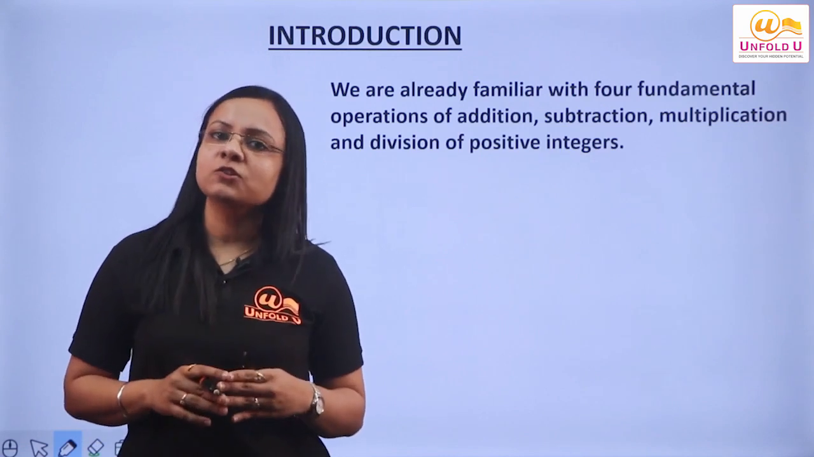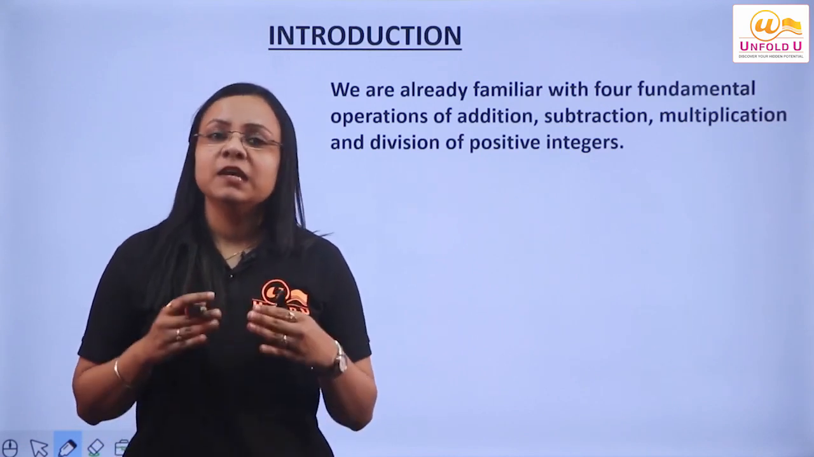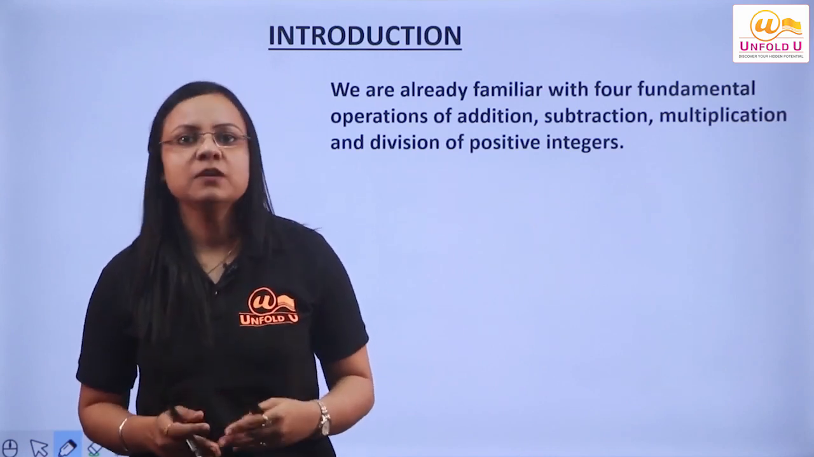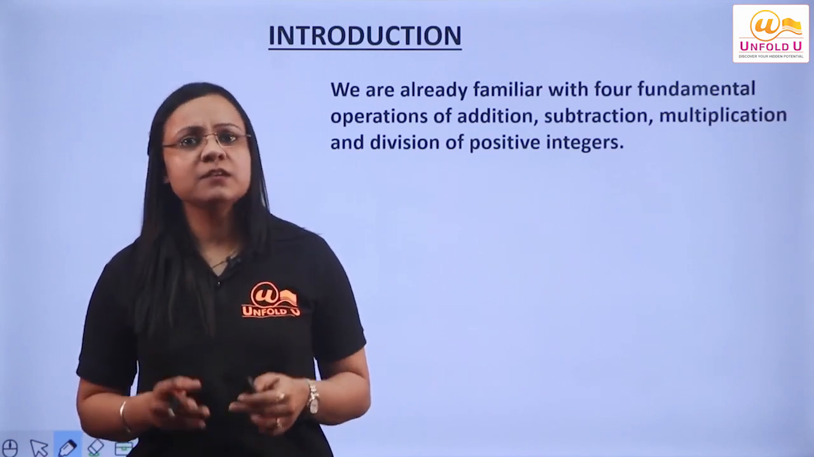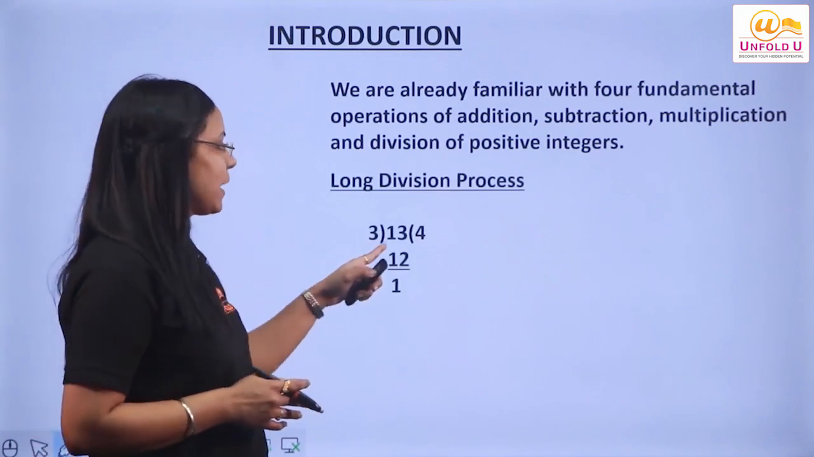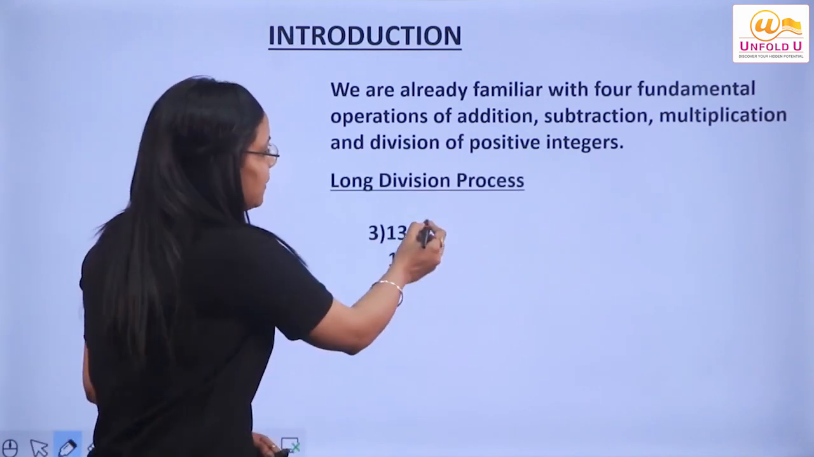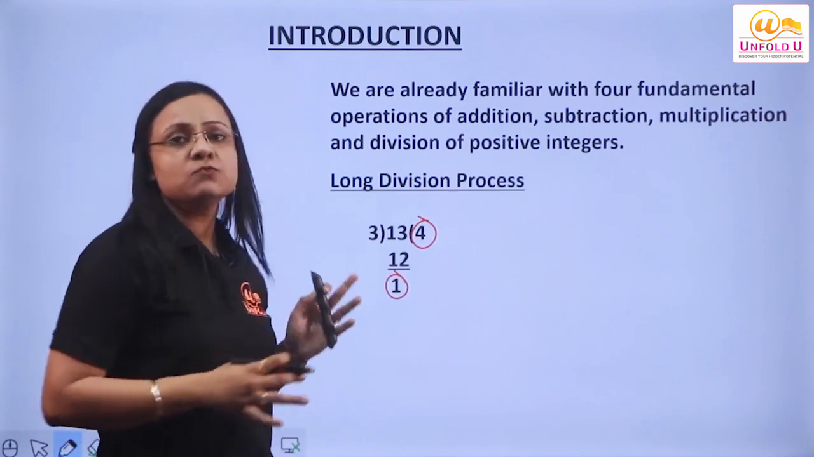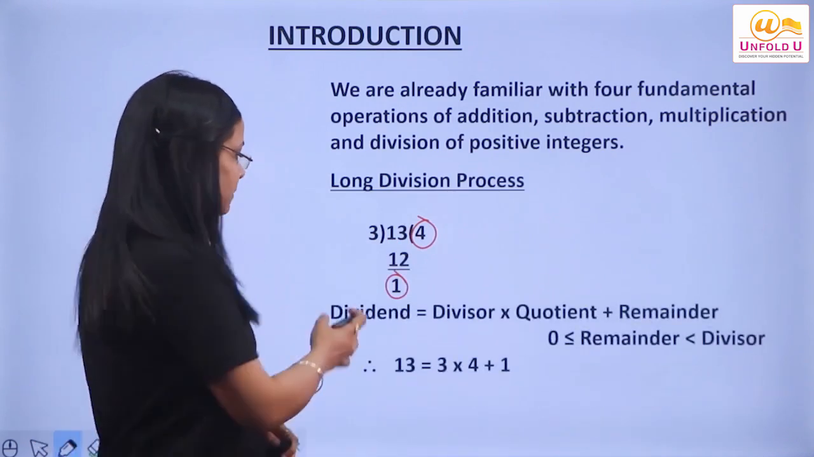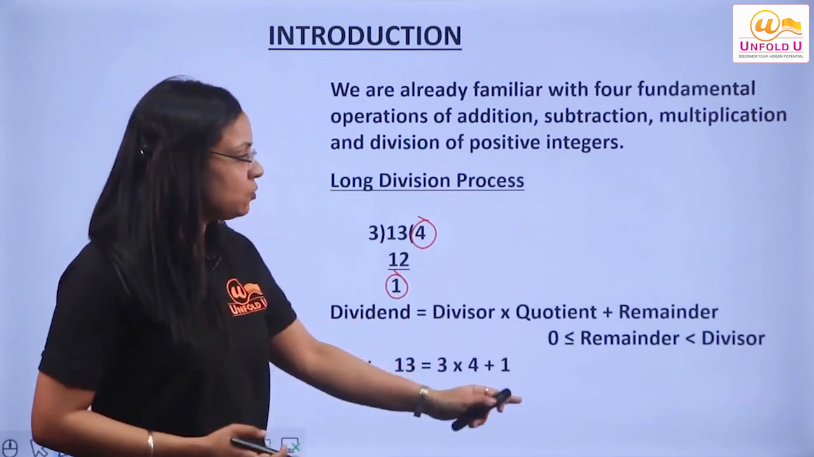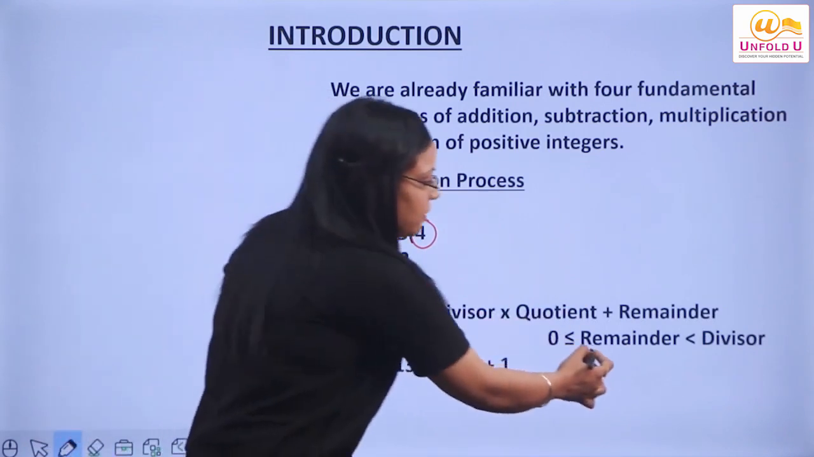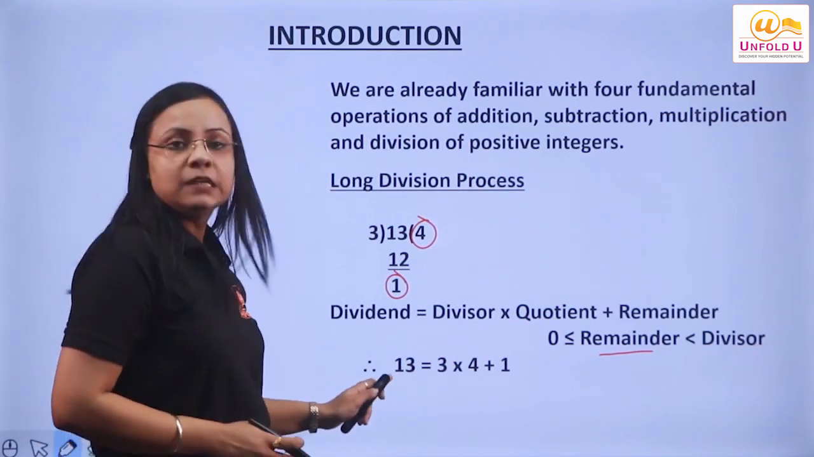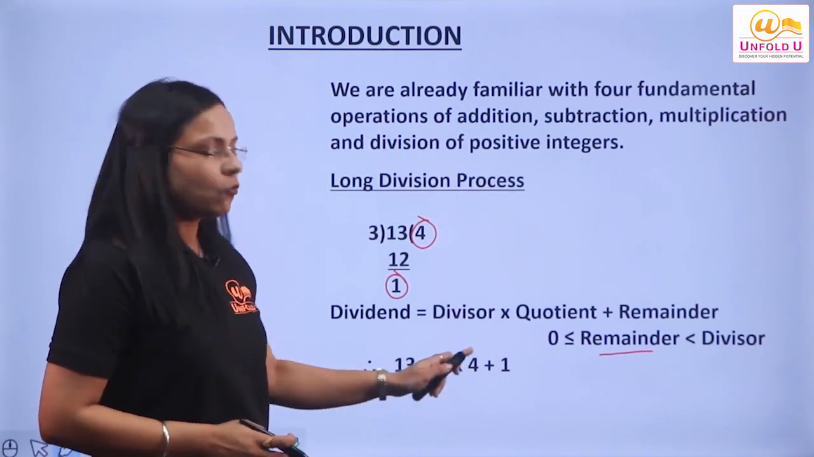But before that, let us recall what the long division process is. In the long division process, when a greater number is divided by a smaller number, we get some quotient and some remainder. For example, I divide 13 by 3. So I get quotient 4 and remainder 1. In this process, we write dividend is equal to divisor into quotient plus remainder, where remainder is greater than or equal to 0 and less than divisor. So from this we get 13 is equal to 3 into 4 plus 1.